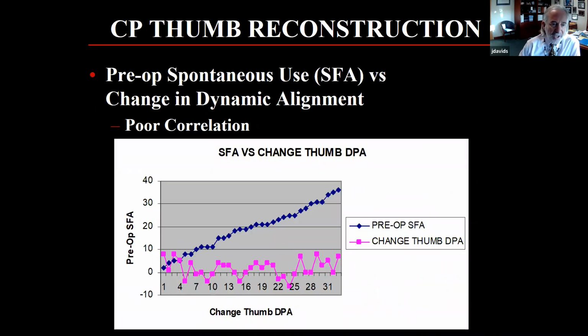Finally, we looked at the change in spontaneous functional use relative to the change in dynamic alignment and found a poor correlation. This suggested that no matter how neglected the extremity was, we were able to achieve comparable improvements in dynamic alignment of the thumb. This was not the outcome that I was expecting and really draws into question the assumption that greater impairment relative to spontaneous functional use predicts less improvement following surgery.